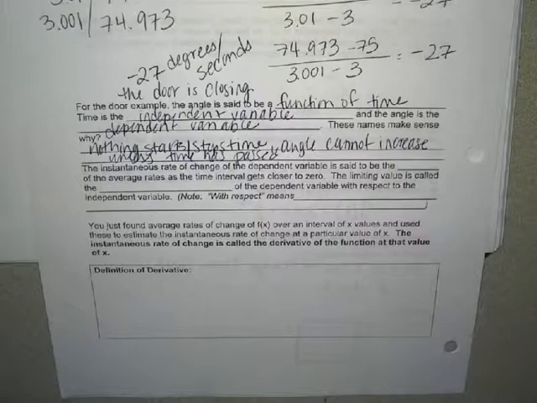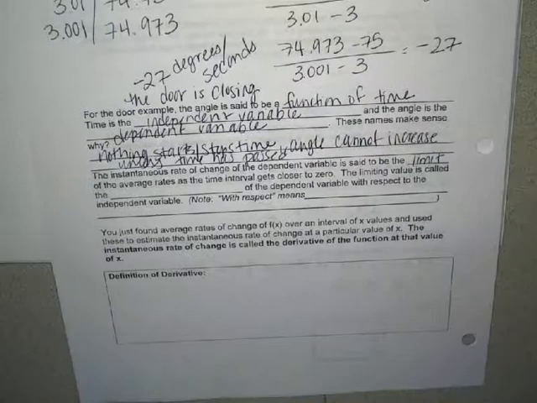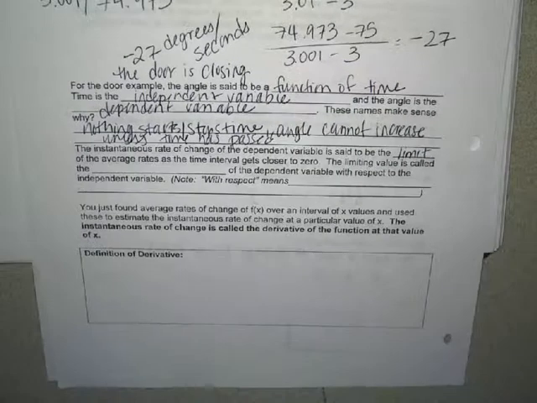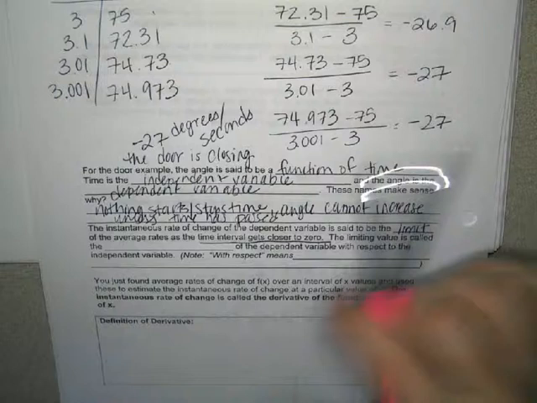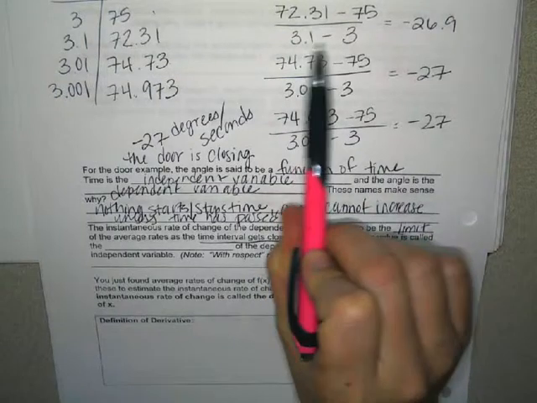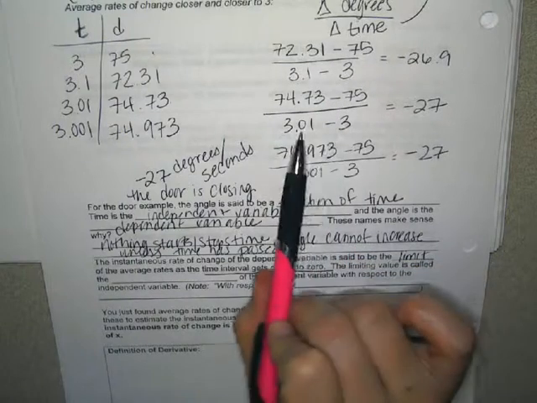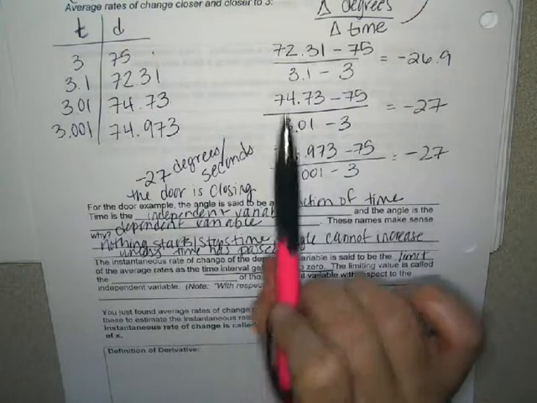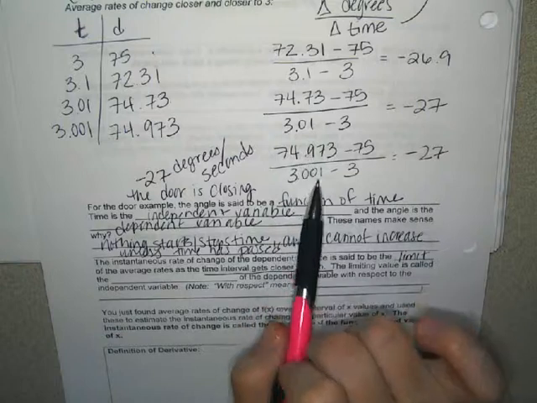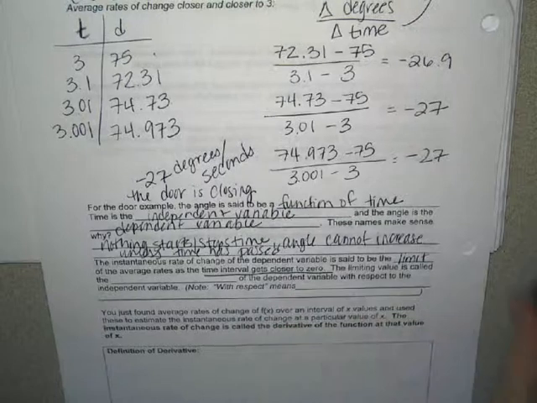The instantaneous rate of change of the dependent variable is said to be the limit of the average rates as the time interval gets closer to zero. Okay, what this means here, time interval gets closer to zero. What's the time interval between 3.1 and 3? What's the space between 3.1 and 3? How many seconds? 0.1. Okay, then between 3.01 and 3 it's 0.01, and then here it's 0.001. Okay, which number is smaller? 0.001, right?